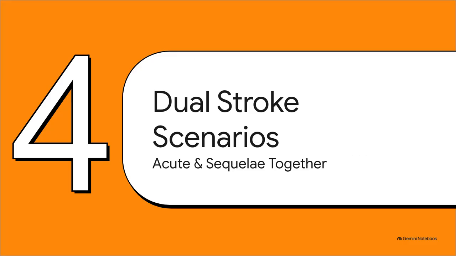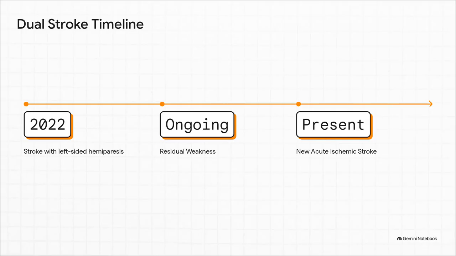Section 4. Dual Stroke Scenarios. Let's move on and see how this builds, because this is where things get super complicated, and it's where a lot of coders get tripped up during audits. Imagine this timeline. Back in 2022, the patient had a stroke that left them with left-sided hemiparesis. Ongoing to today, they still have that residual weakness. But present day, they suffer a brand new acute ischemic stroke.